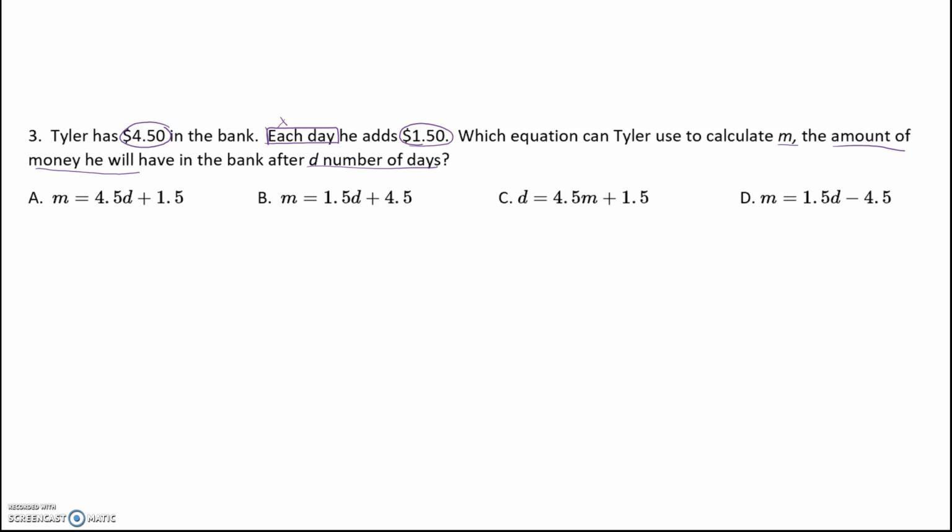All right, you guys should be pressing pause and solving these on your own. So make sure we're looking at $1.50 per day, right? D is the number of days, so 1.50 times the number of days. Knowing that, you get to eliminate C and A. Now you're down to a 50-50 chance.